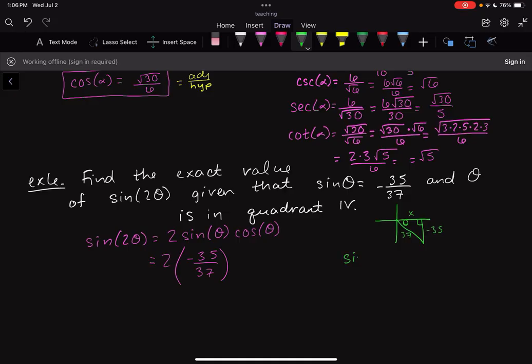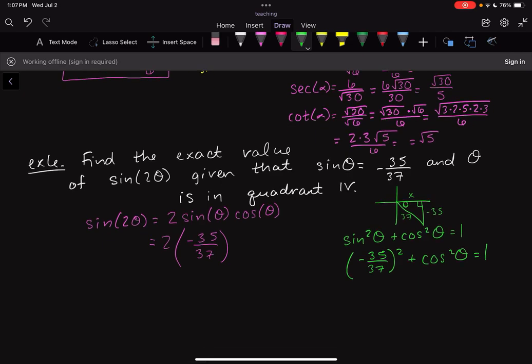So we also have the identity that sine squared theta plus cosine squared theta is equal to 1. So I could plug it in this way as well and do negative 35 over 37 squared plus cosine squared theta equals 1. And I could find cosine of theta this way. I'm going to do the identity version just to give you some variation through this section of how you can do things. I usually try to give you smaller numbers to work with because I try to structure the test to be no calculator.